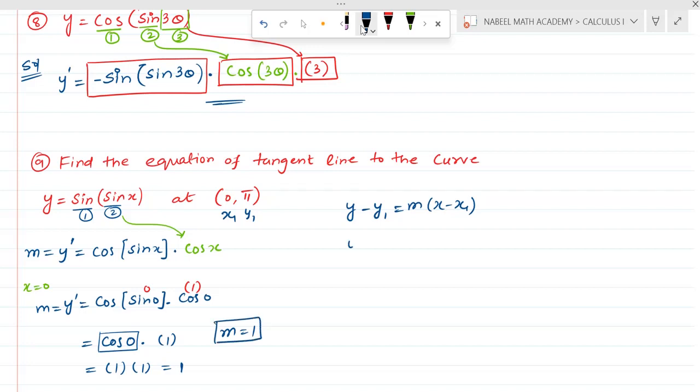I substitute the value here. y minus pi equals 1 into x minus 0. Bring the pi here, and it becomes plus pi. This is equal to y. So this is the equation of the tangent line.